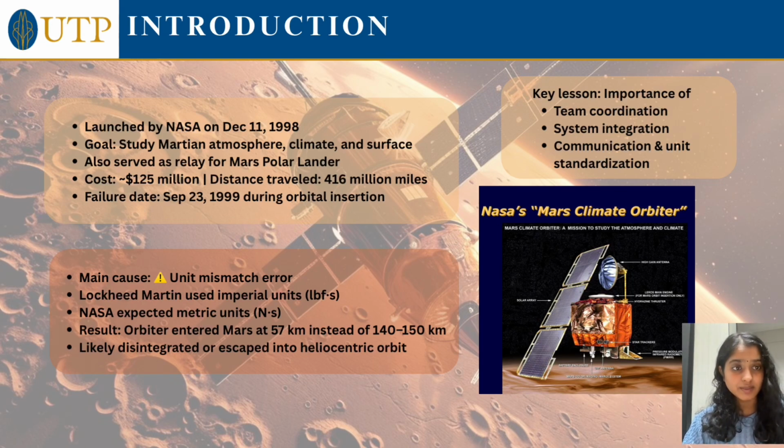Later, they found out that the problem was a unit mistake. One of the teams used imperial units like pounds, while the other used metric units like newtons. Because of this issue, the spacecraft went too close to Mars and likely burned up in the atmosphere. This mistake shows how even a small error can cause big failure, especially when there is poor communication and no proper checking. Now, I'll pass it to my teammates who will explain more about the technical and ethical lessons behind this failure. Thank you.